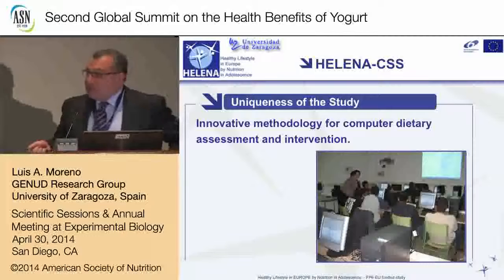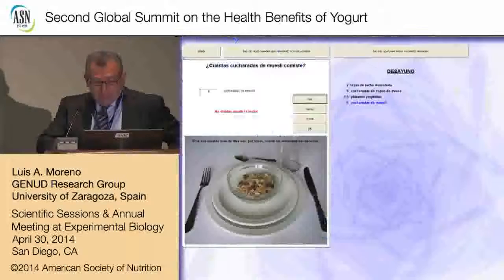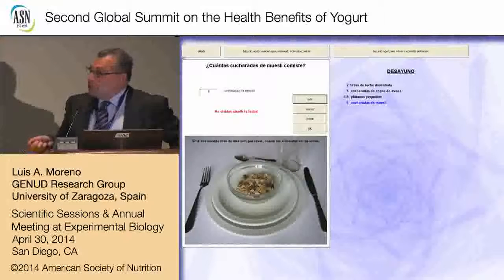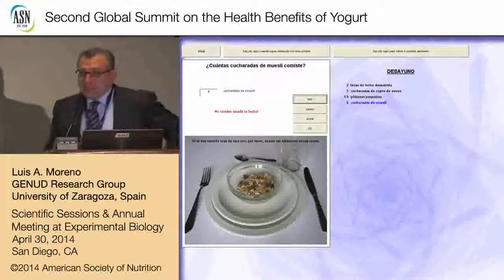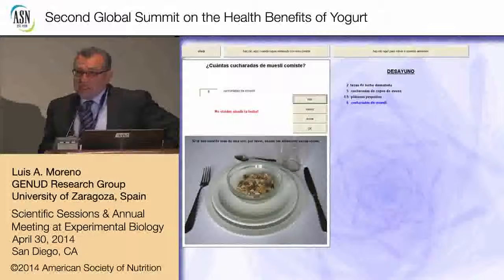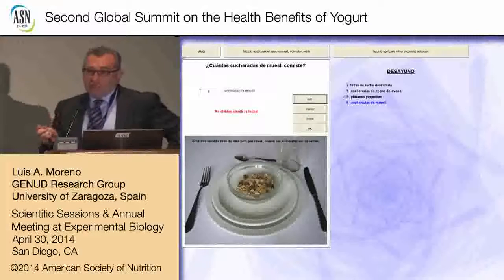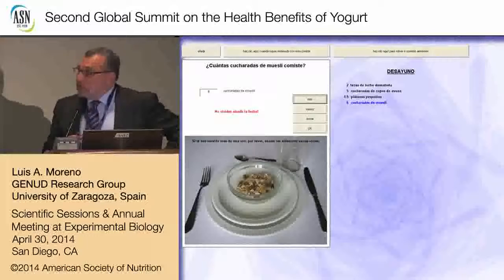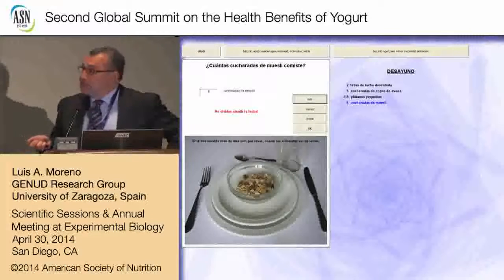So the adolescents were filling the questionnaire in the computer room, and we also had a lot of pictures. Just a parenthesis to say that none of the participating countries had English as the mother language. All the materials were developed in English because it was the only common language, but we have versions in other languages, for example, of the software, and this is the version in Spanish, as you can see.